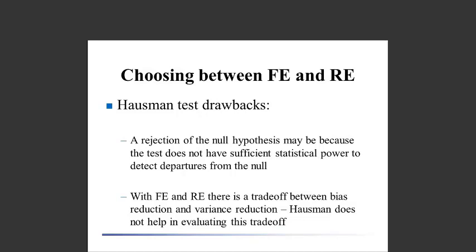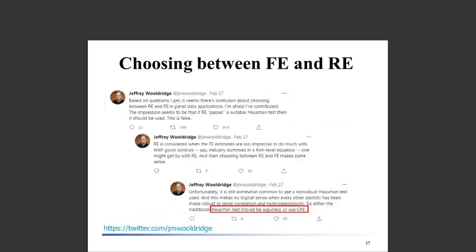Because of this potential, they note that careful consideration should go into the choice of estimator. There's always a trade-off between bias reduction and variance reduction, and the Hausman test doesn't necessarily help in evaluating this trade-off, and I'm going to elaborate on this in a few slides.